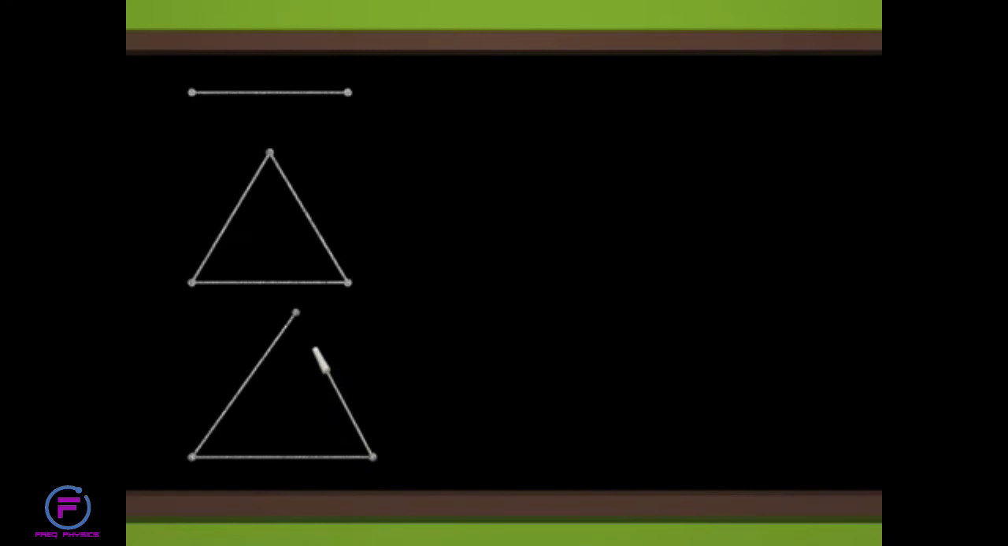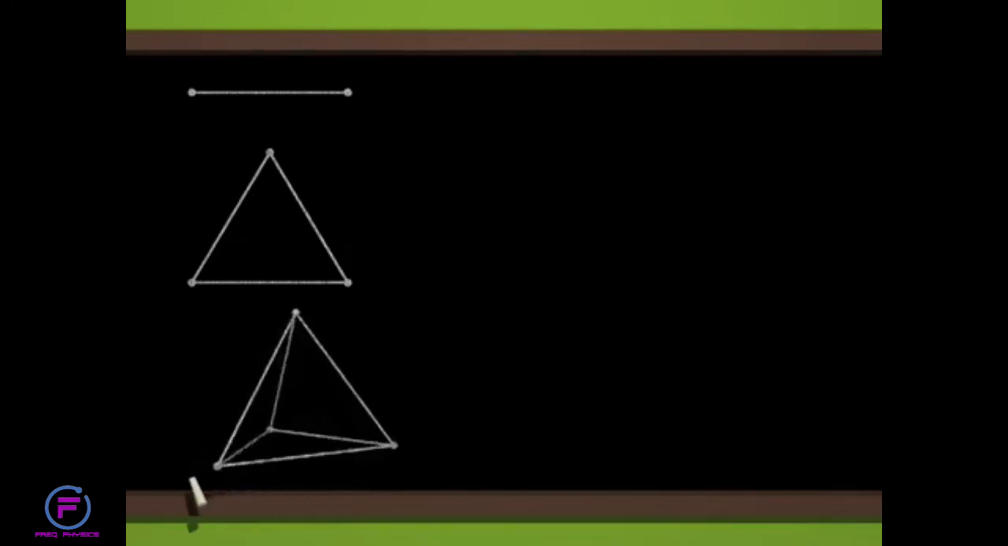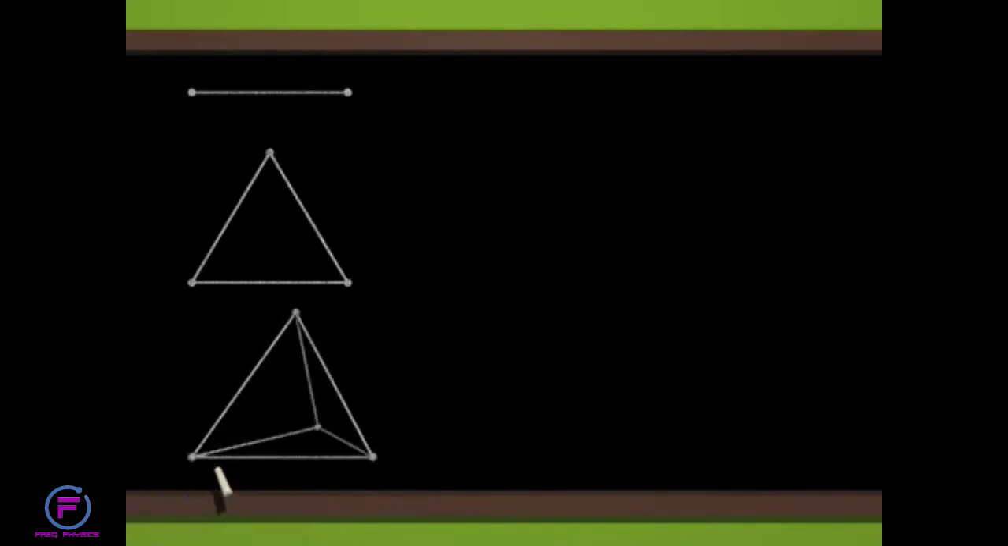Here is a segment and an equilateral triangle. And finally, a regular tetrahedron. Our magical blackboard enables us to draw in space. How can we keep this up in four dimensions? Observe that the segment, the triangle, and the tetrahedron have 2, 3, and 4 vertices respectively. Therefore, we can try to continue with 5 vertices.